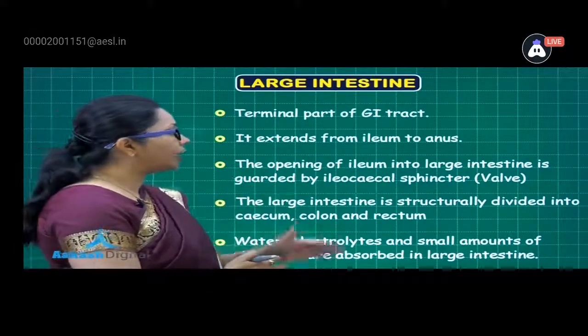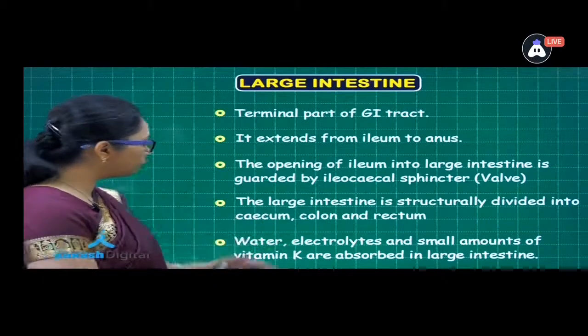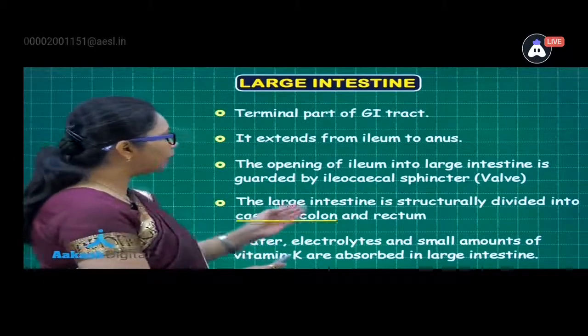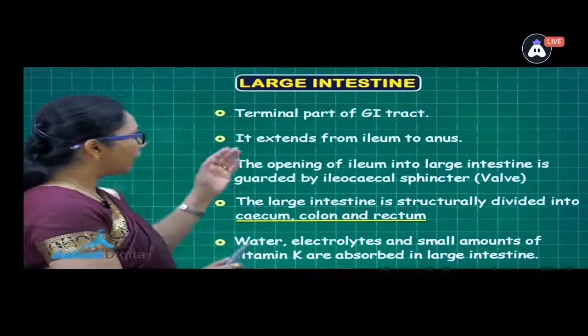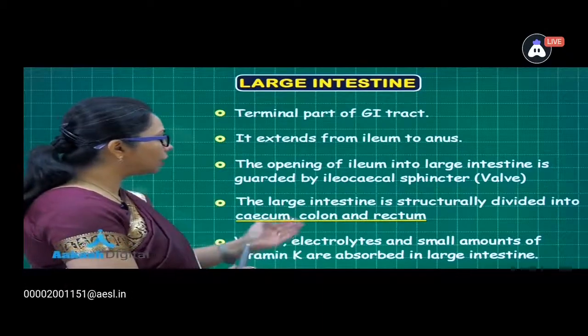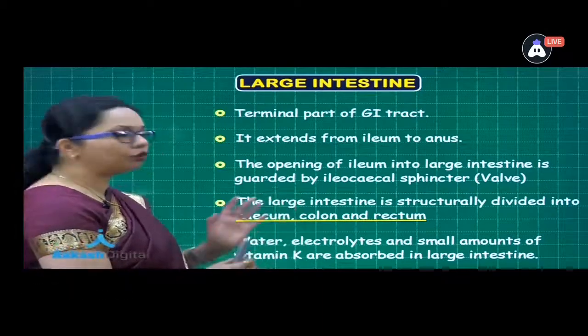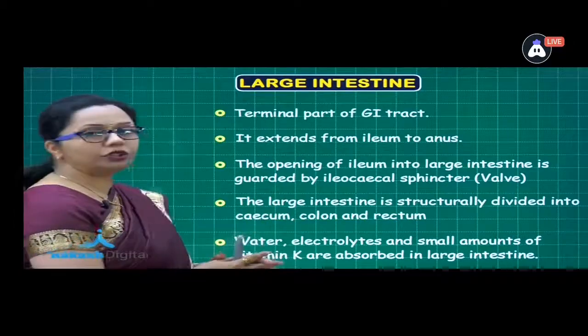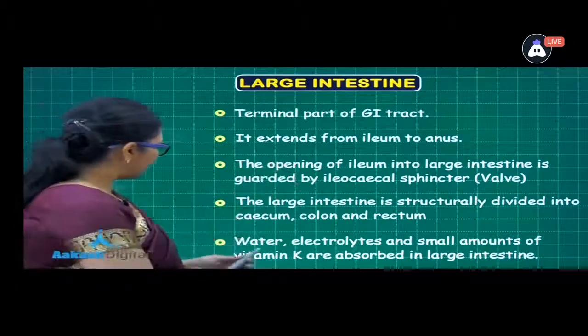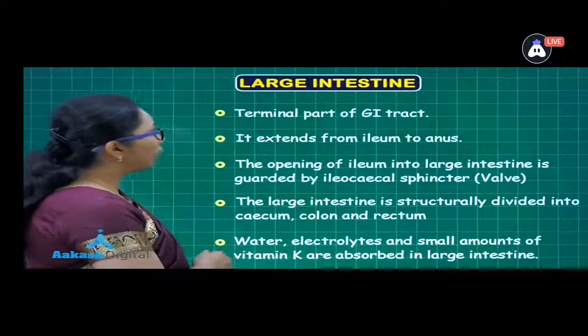The large intestine is structurally divided into three regions, and those are the cecum, colon and rectum. And in the large intestine, some of the water, electrolytes and small amounts of vitamin K get absorbed. So let us take on the structure of this large intestine.